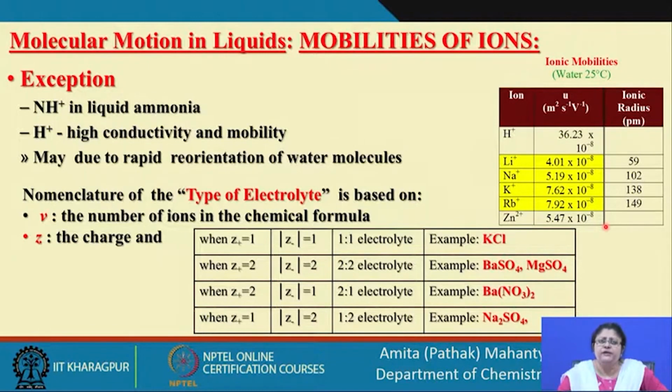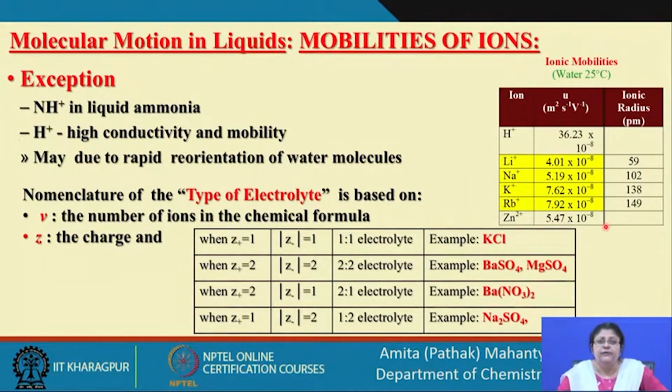So, for H plus and OH minus, the values of conductivity and mobility are both high, the reason being the movement of the ions not by rolling through the solvent medium, but by the hop jump mechanism. We will take up the Grotthuss mechanism. I am going to show you how the hop jump movement of the H plus ion and OH minus takes place.